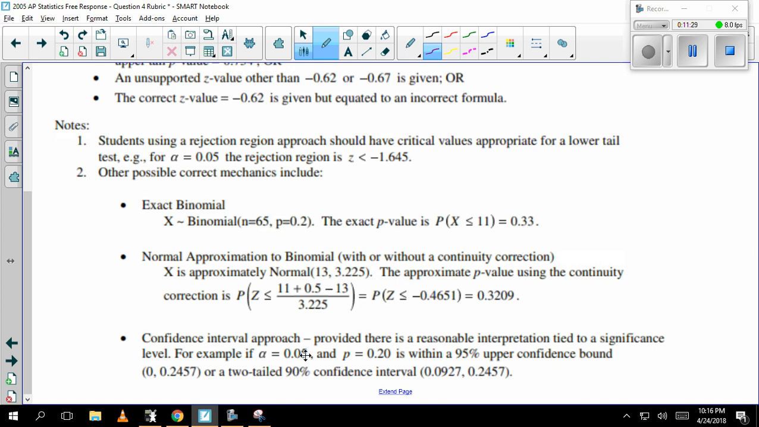And here's a couple of other things that you could see that I don't necessarily cover in my class. The continuity correction. And we typically don't do it with a rejection region in my class, but you could. If you use the confidence level approach, then you could figure out the interval and decide whether 0.2 is in there, and it is, but you have to go with a 90% interval.